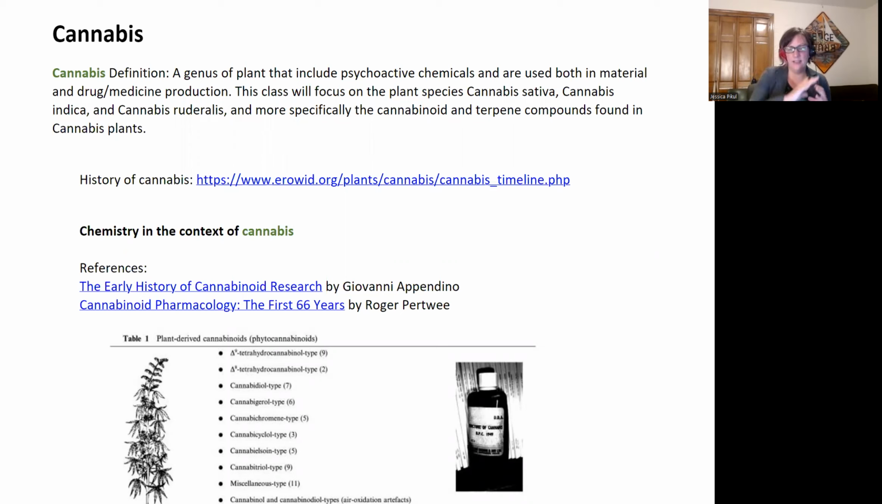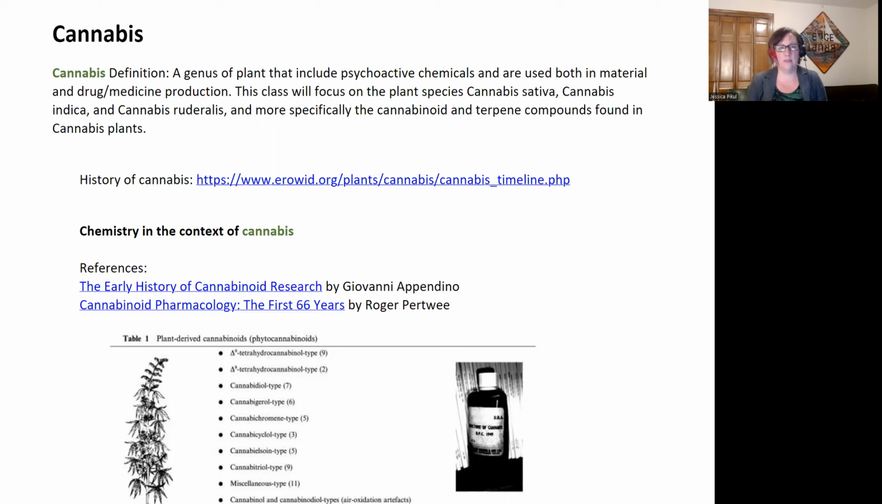Let's talk for a little bit about the evolution of cannabis science. I'm not going to go into a lot of detail here as it's not my field of expertise. But, like we did with chemistry, let's start with a basic definition. Cannabis is a genus of plant that includes psychoactive chemicals that are used in medicine, and also in drug use and drug production.